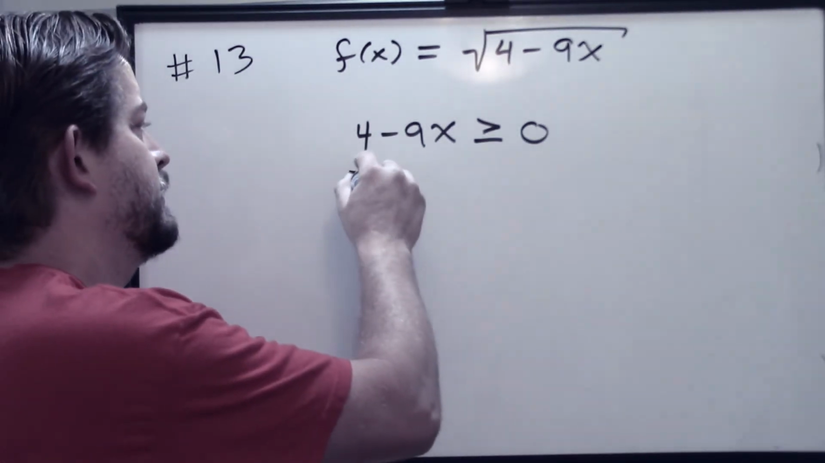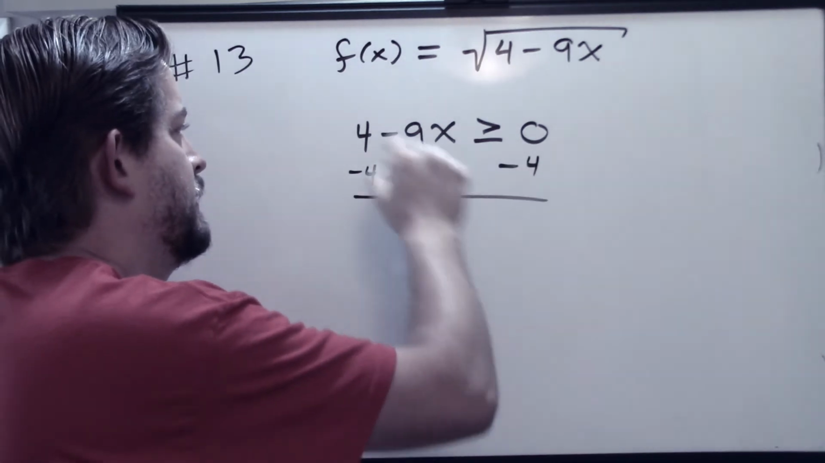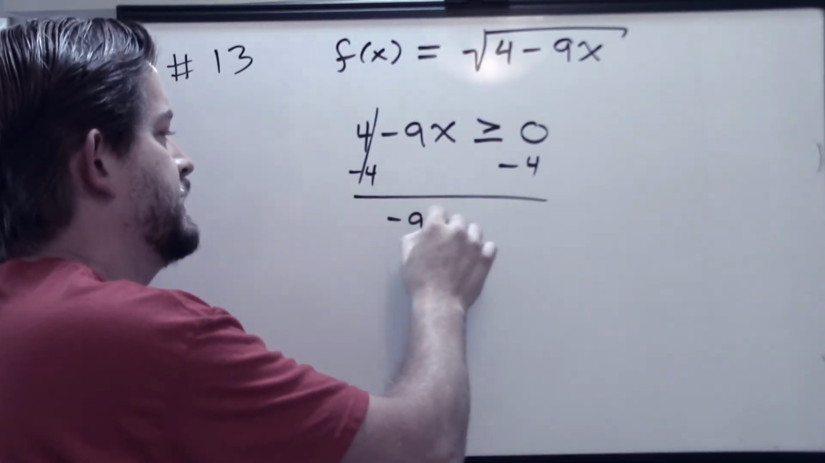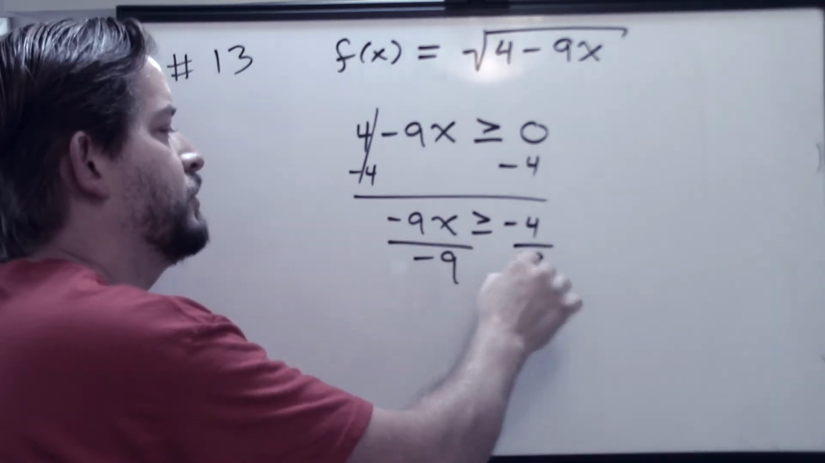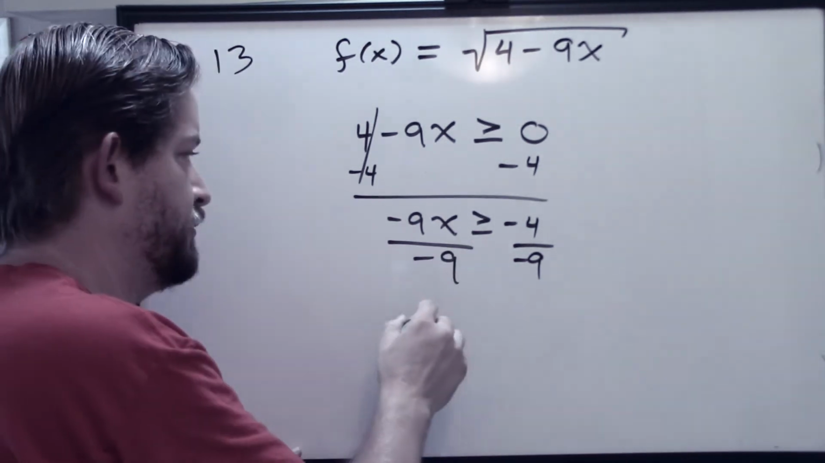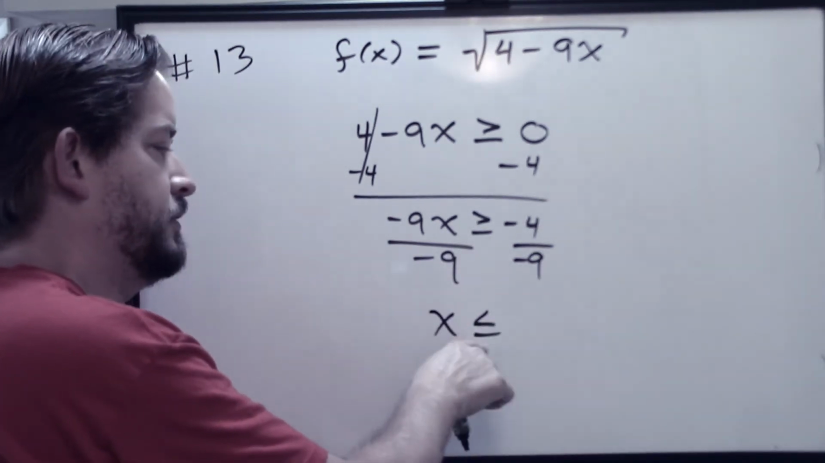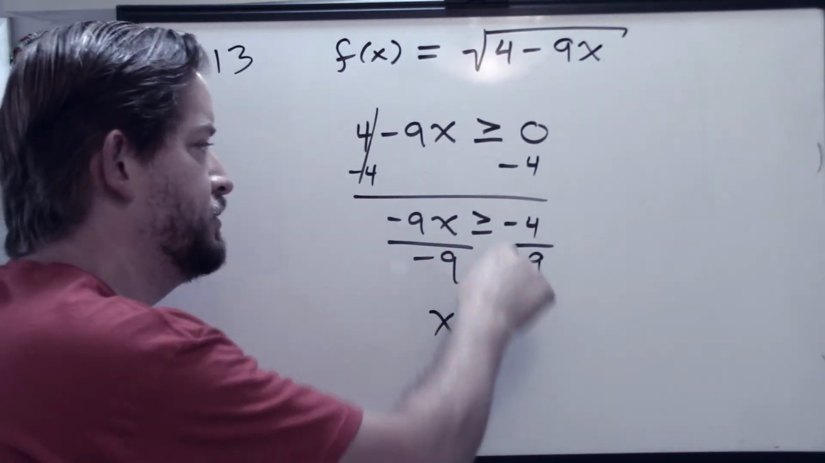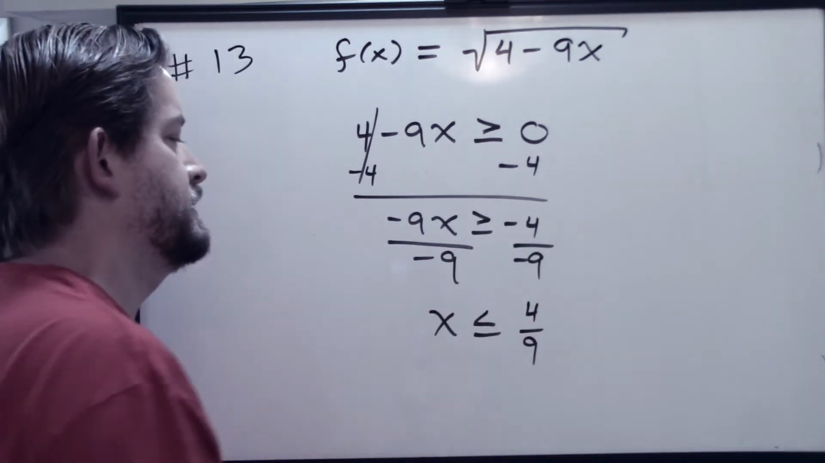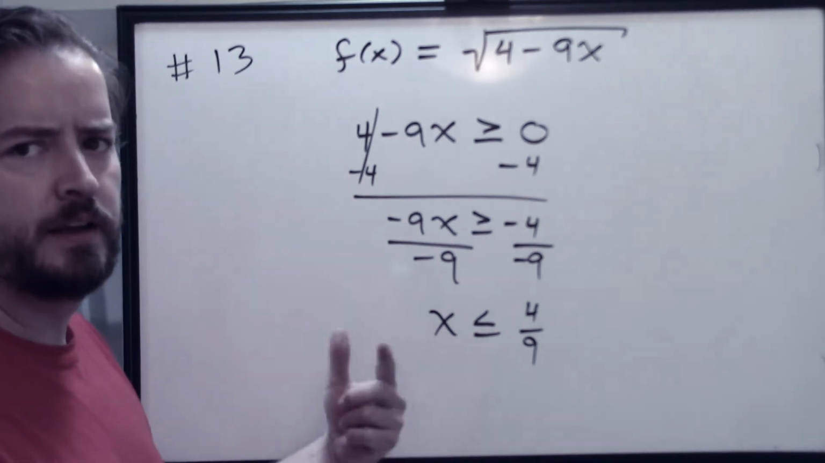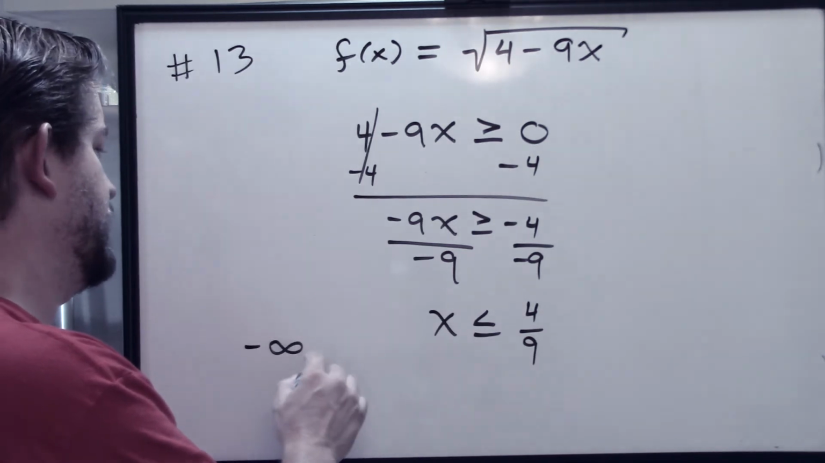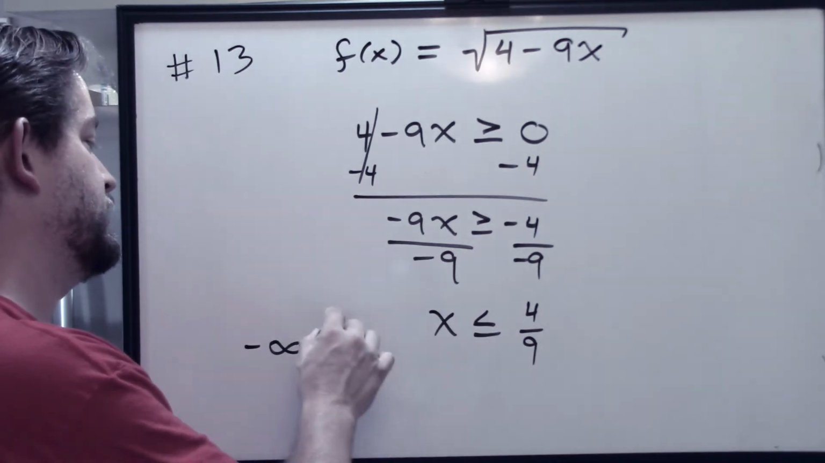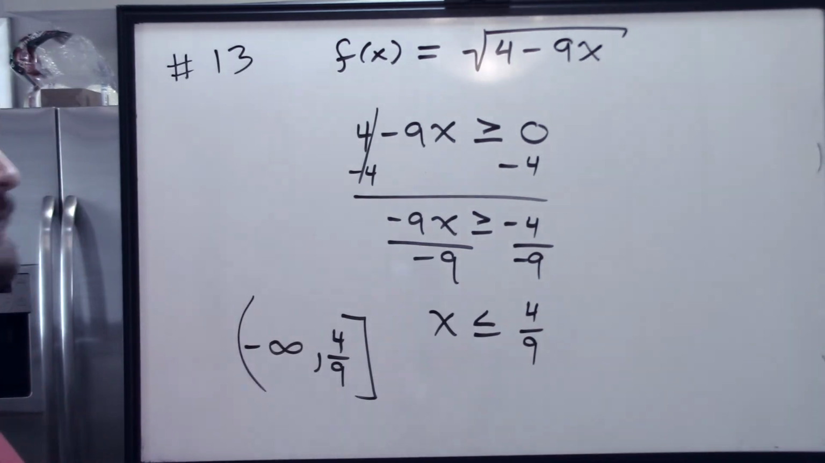And so I'll solve. I can start by subtracting 4. That leaves me with negative 9x is greater than or equal to negative 4. And if I divide by negative 9, remember we're dividing an inequality by a negative, and so that flips the sign. And now it's x is less than or equal to, the negatives cancel out, so I have 4 9ths, right? So this is my domain. I don't recall how they want the answers. If it's in interval notation, it is negative infinity up to and including 4 over 9, so it's a bracket. Right? And that's our domain of this problem.